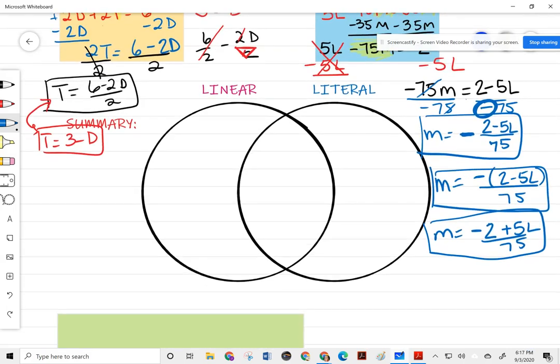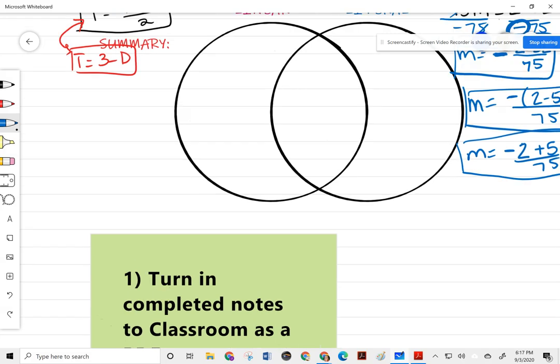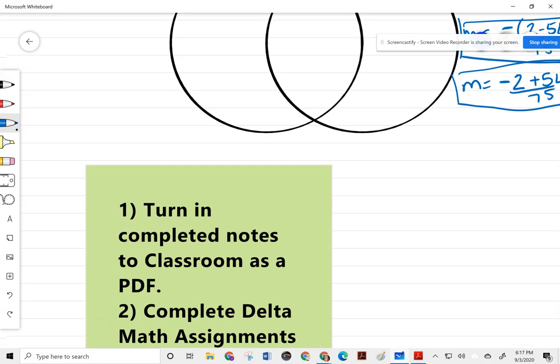Okay, just a reminder that I would like you to turn in your completed notes, including filling out this Venn diagram. Make sure it's a PDF, and then complete your Delta math assignments for this.